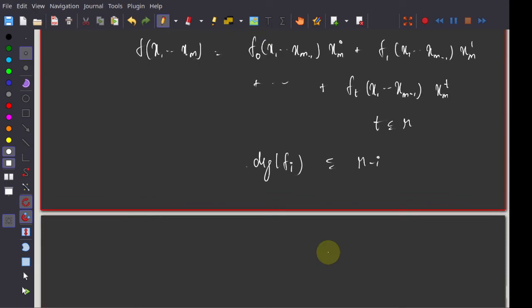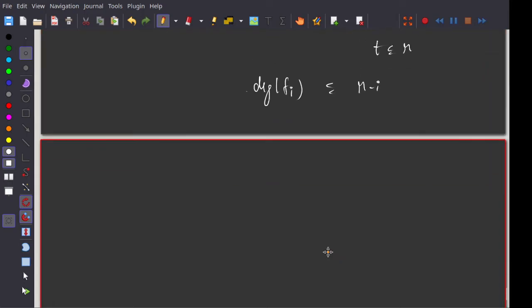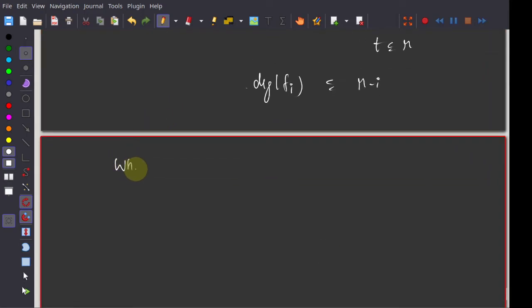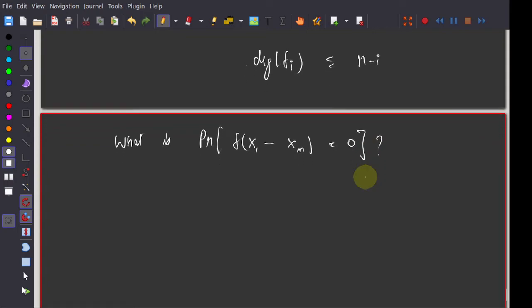So now suppose I pick an x1 through x m uniformly at random. I want to know what is the probability that f of x1 through x m is equal to 0. Now I'll decompose this into two events. E1 is defined as the event that f t of x1 up to x m is equal to 0.